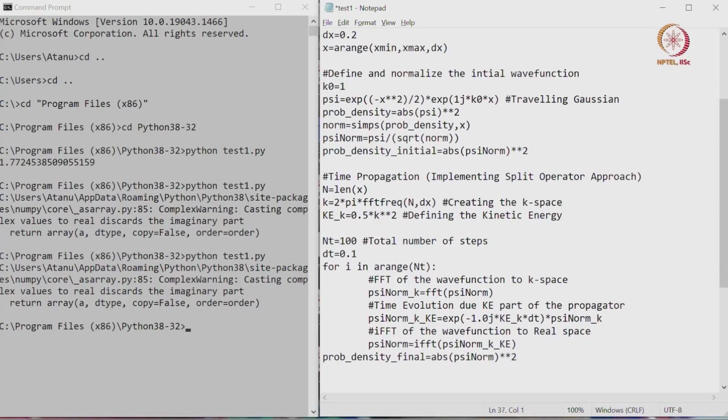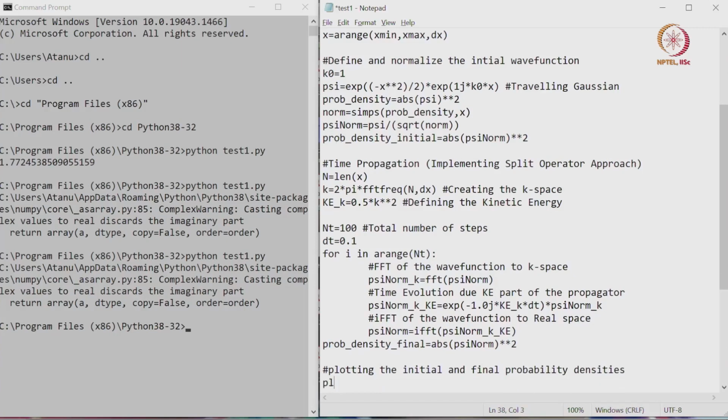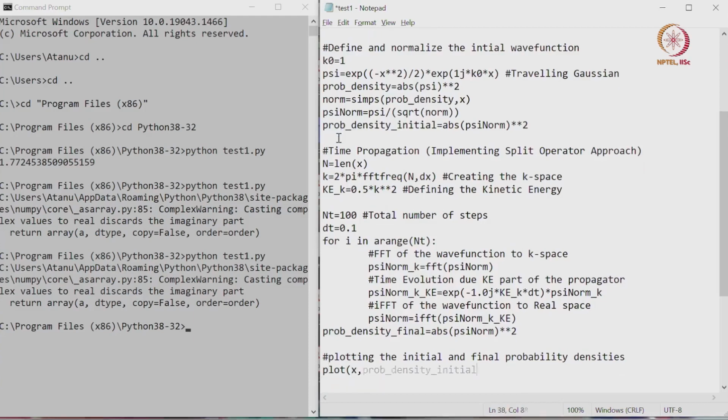And now if I plot everything, it would be easier to visualize what I am doing: plotting the initial and final probability densities. Plot x versus the initial probability density, and plot x versus the final probability density.